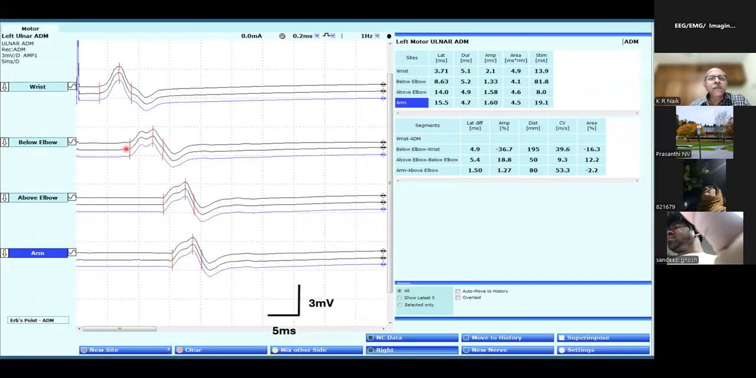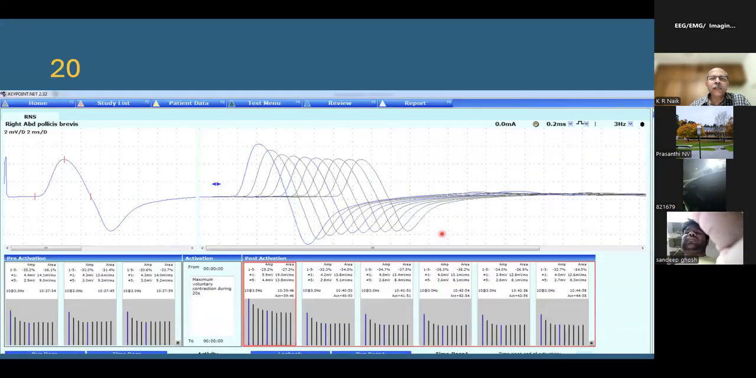So from below elbow to above elbow, there is a big gap, almost 5 milliseconds. This is the interval that we have for the forearm segment. This one, we will skip.